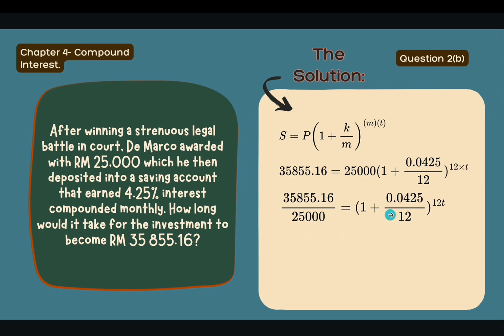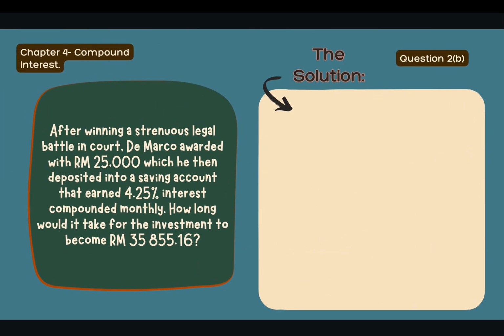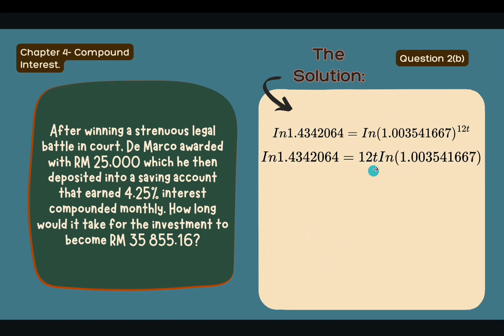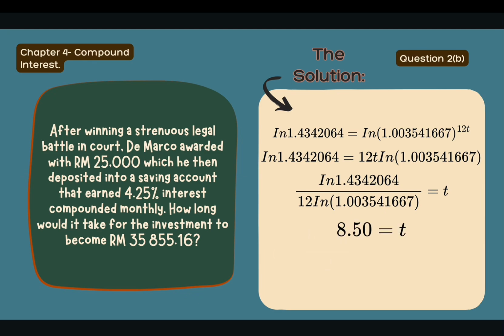to the power of 12t. Next, we get 1.4342064 equals 1.00354167 to the power of 12t. In order to find t, we need to use ln on both sides. After that, we bring 12t to the front. Next, we find t by dividing ln 1.4342064 by 12 ln 1.00354167. So our t will be 8.50, which equals 8.5 years.